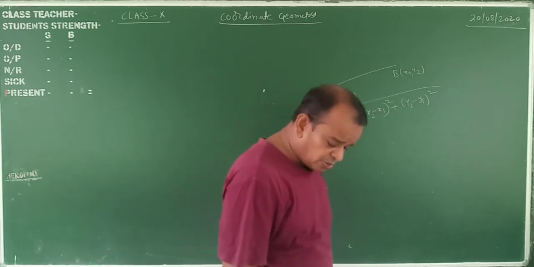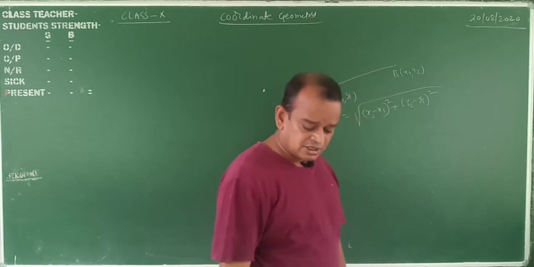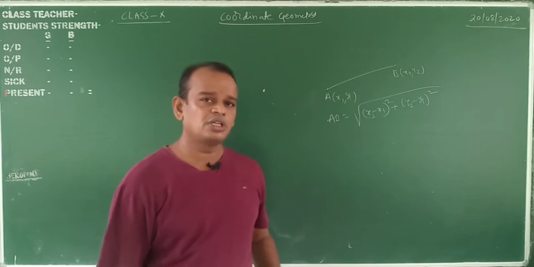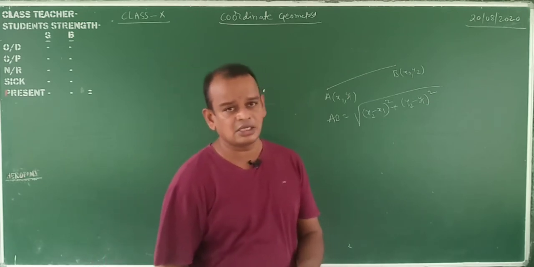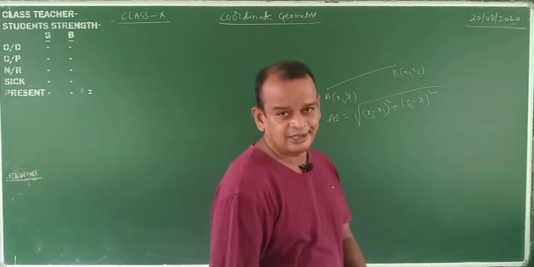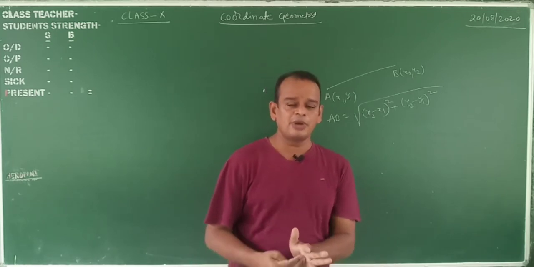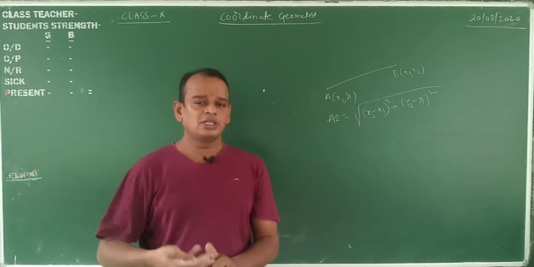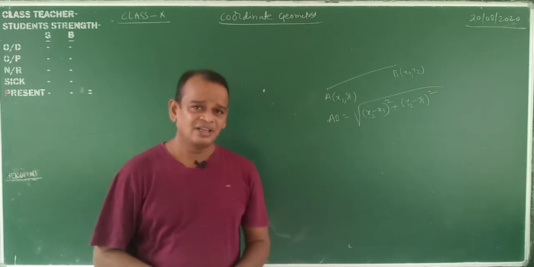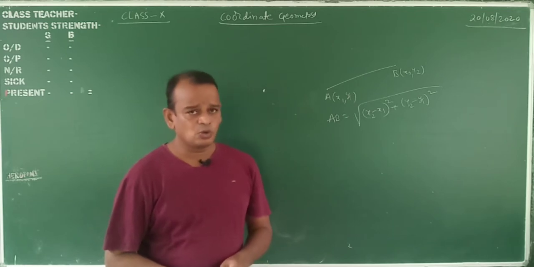Possibly, from the examination point of view, 3 points are given. Show that the 3 points form a triangle or not. Show that the 3 points form a right angle triangle. Show that the 3 points form an equilateral triangle. Show that the 3 points form an isosceles triangle. You know very well. Okay, right angle triangle, how to verify?